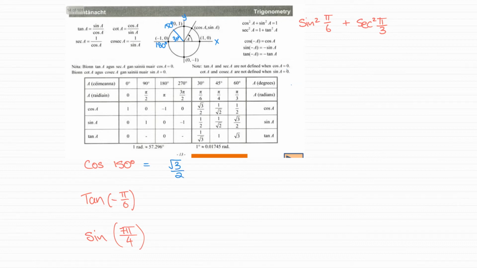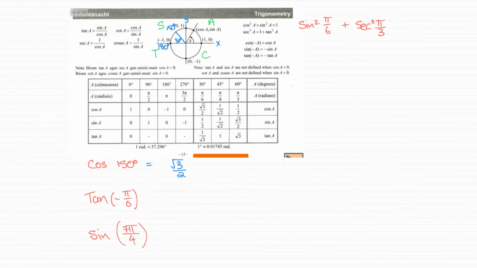And now I have to decide if that's going to be positive or negative. So I know from using CAST, C-A-S-T, that in this part of the unit circle, in the second quadrant, sine is positive, but cos and tan are negative. So that means that I have a negative root 3 over 2 is my answer.